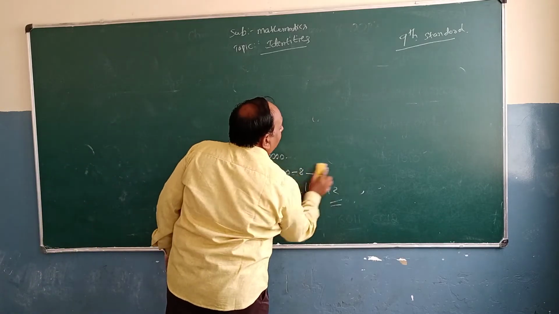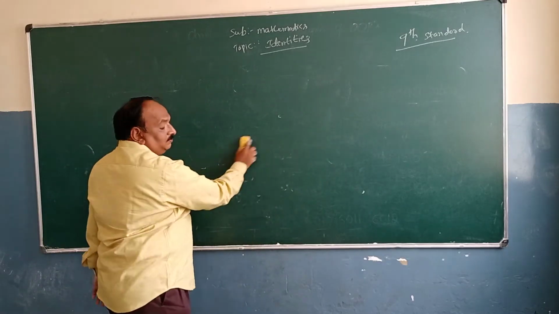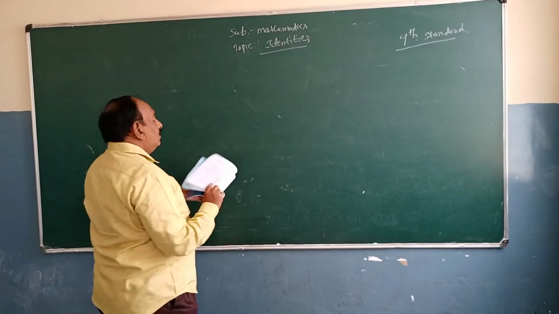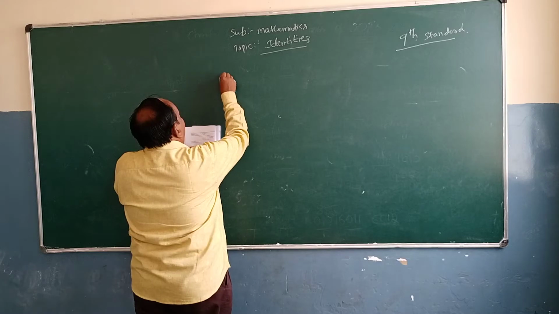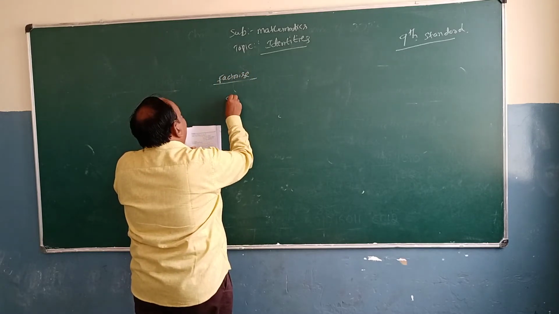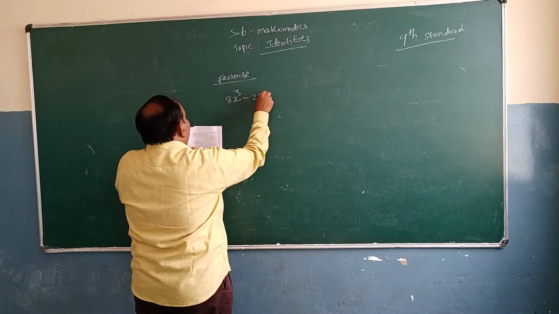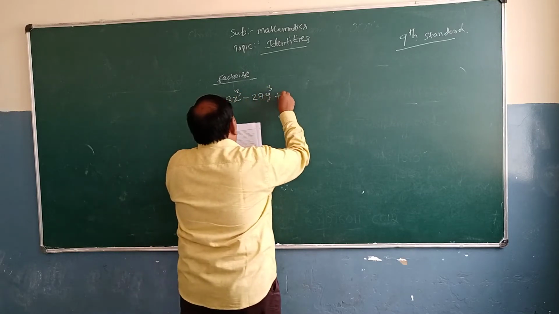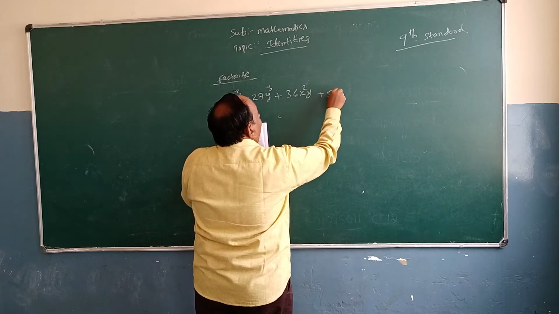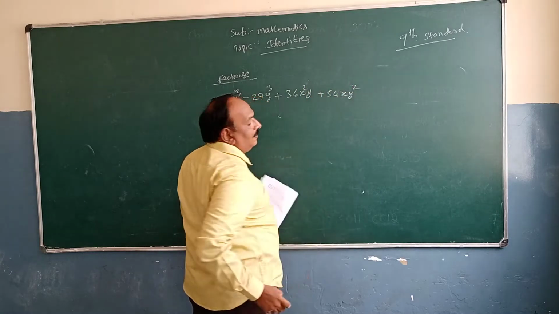This is the expansion of (a minus b) whole cube. Next, factorize 8x cube minus 27y cube plus 36x squared y plus 54xy squared.